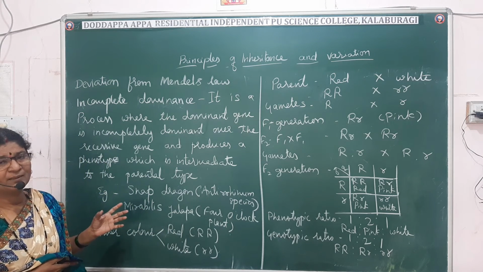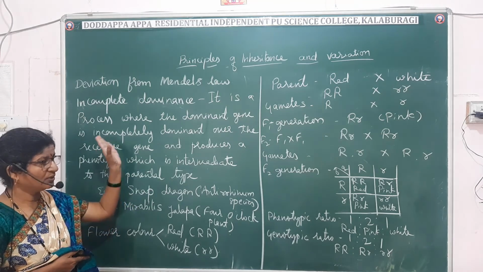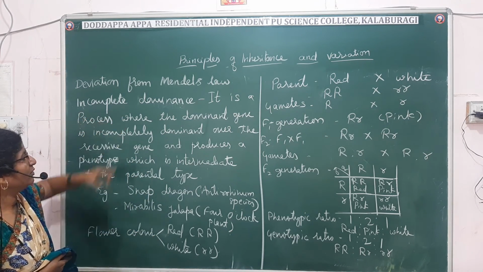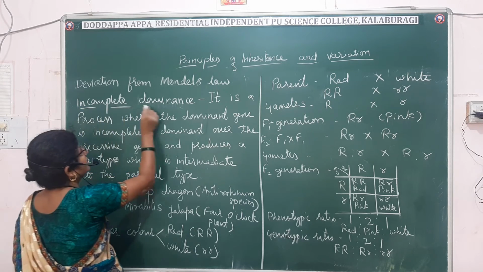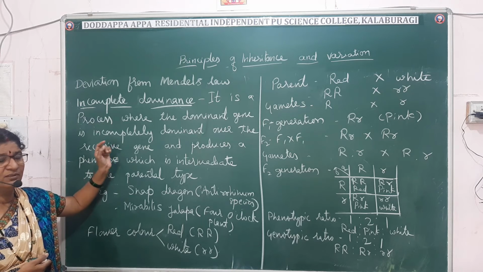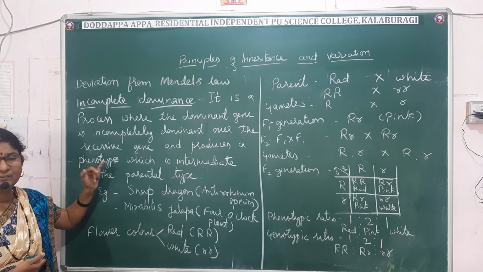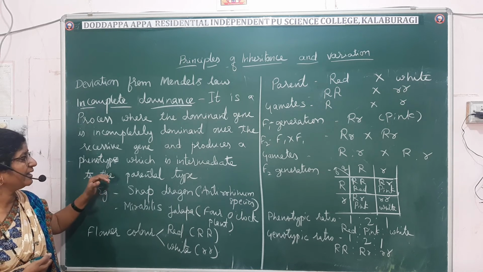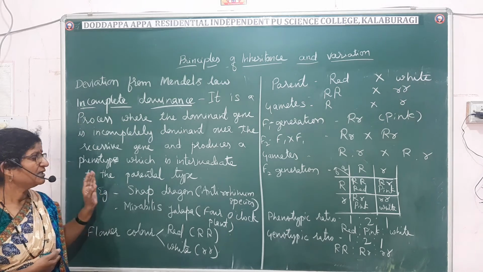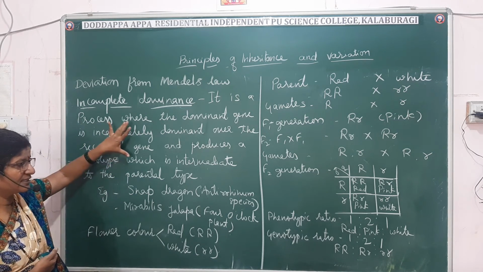What do you mean by incomplete dominance? It is a 5-mark question asked in the annual exam. So you have to write all these. What you have to write? Incomplete dominance, by definition, is a process where the dominant gene is incompletely dominant over the recessive gene, and it produces an intermediate character. So it did not indicate the parental type. Fine. So this is the definition.